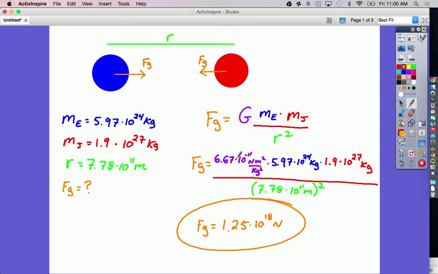Now, if you do not get the 1.25 times 10 to the 18th newtons, check your calculator and make sure that when you put this big equation into your calculator, you put parentheses around your denominator and that you squared it. Otherwise, you are going to do all this top part, and if you just hit divide and forget the parentheses, you divide this whole top part by 7.78, but then your calculator thinks you want to move the 10 to the 11th back up to the top because you didn't put the parentheses. So make sure you have those, and you should get the right answer.